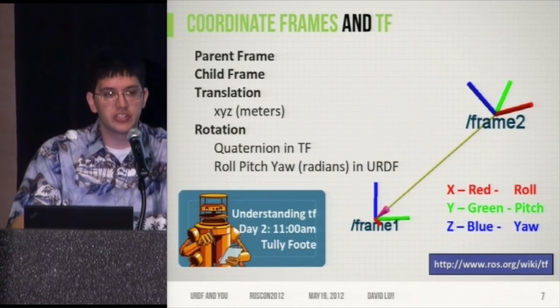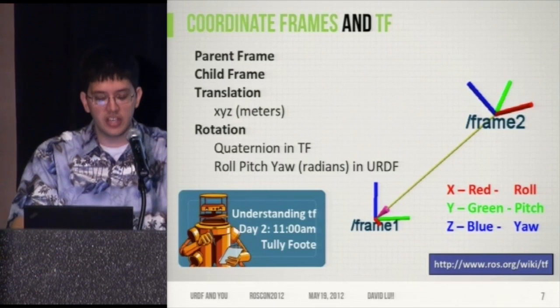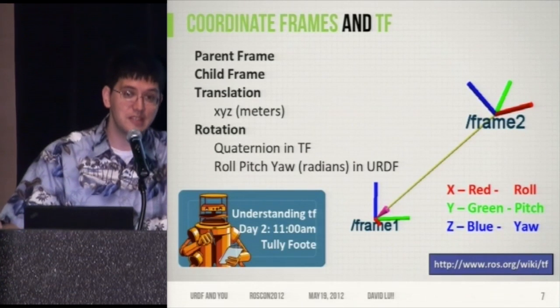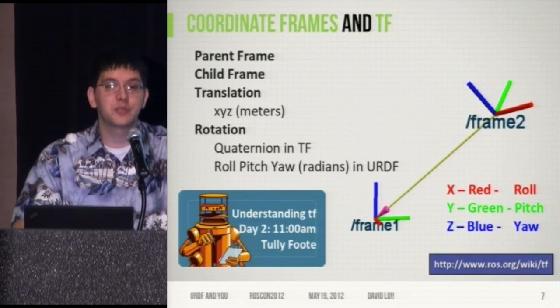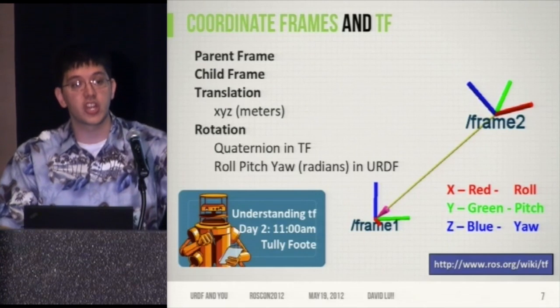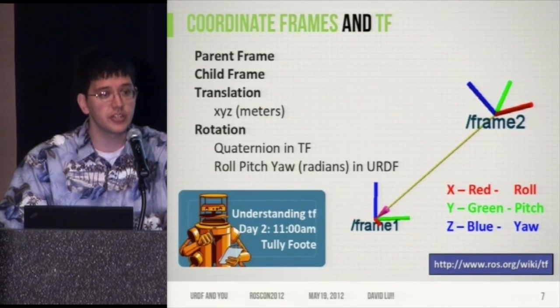The translation is specified XYZ in meters, and the rotation in TF is specified by a quaternion, and fortunately for all those people who, like me, haven't quite been able to wrap their head around quaternions, in URDF it's specified as roll, pitch, and yaw in radians. Just a quick note on convention.